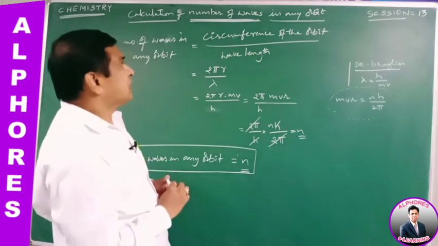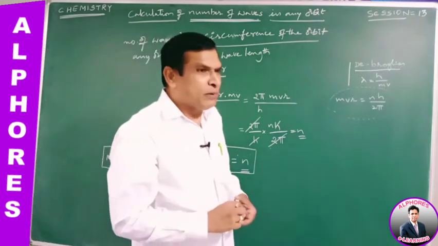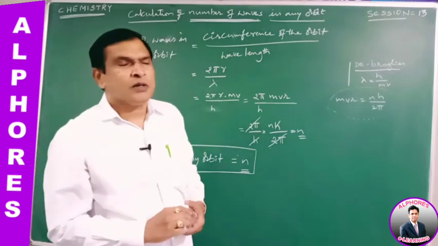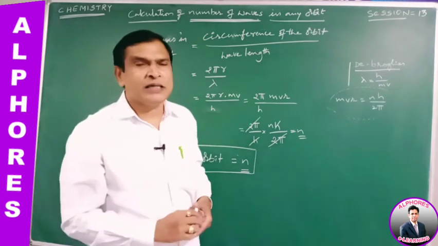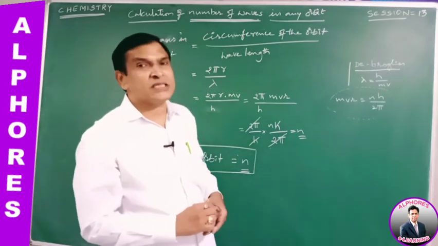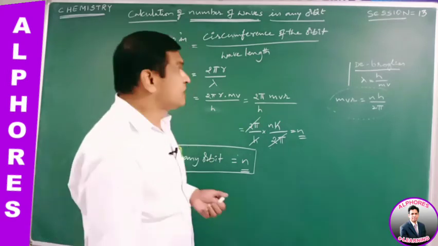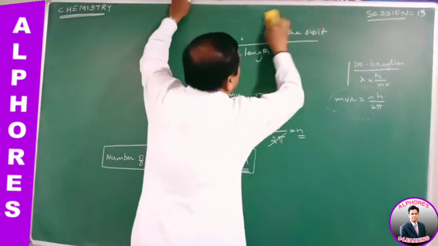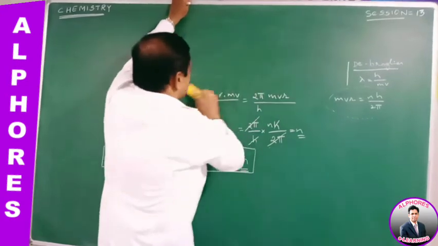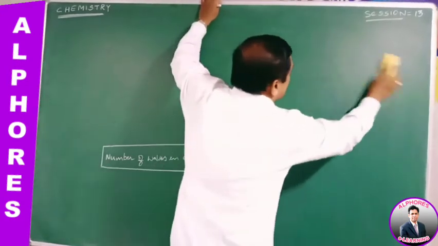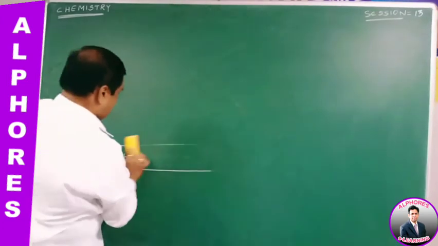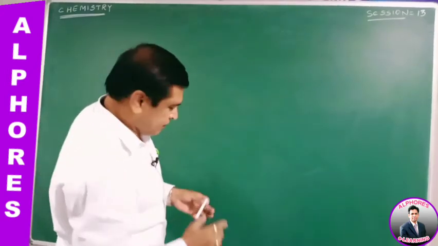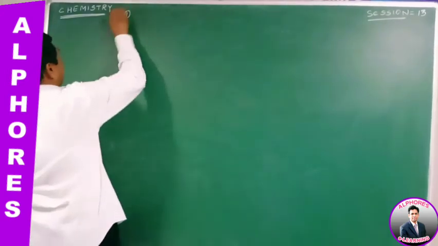Right, so we have completed all the derivation parts: radius, energy, velocity, number of revolutions and number of waves. Now let us take some numerical aspects of these concepts. So now the numericals, let us work some numericals. Let us take the first one.